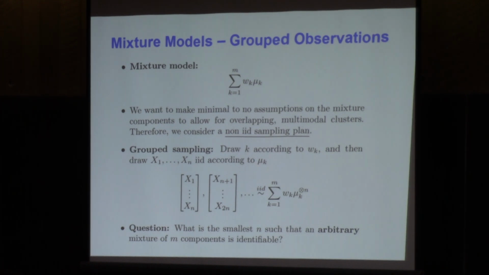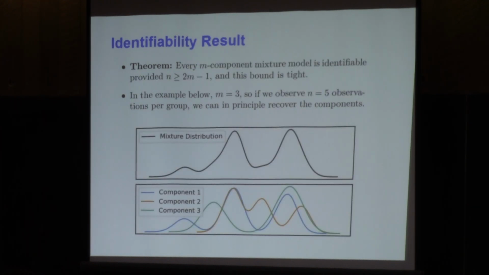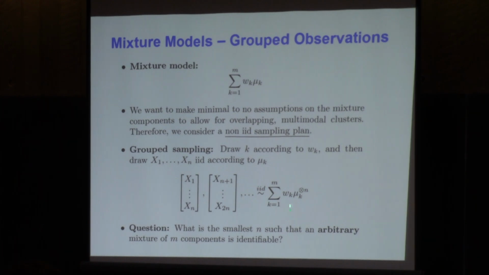With no a priori assumptions on the form of the components? That's right. No assumptions. And what do we mean by tight? If n is 2m minus 2 or smaller, then you can find two distinct mixture models that yield the same distribution on groups. In other words, the distribution on groups is the same. That's the distribution on your data.